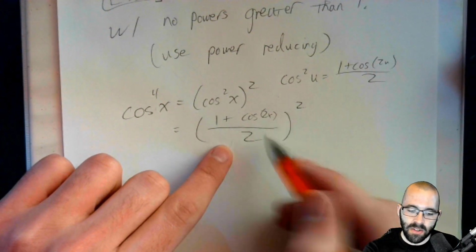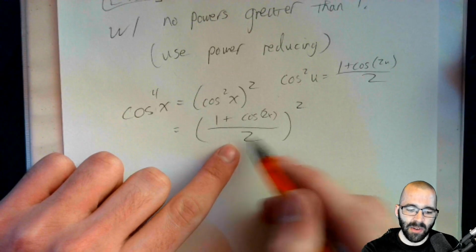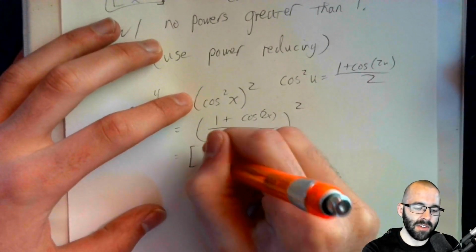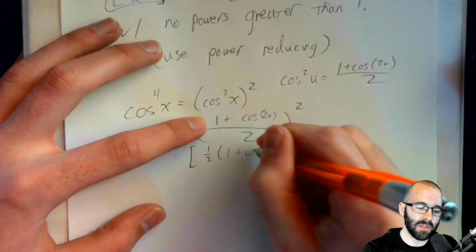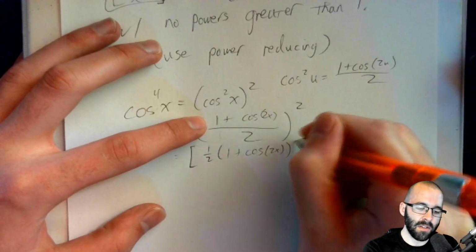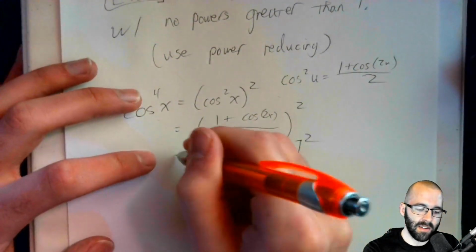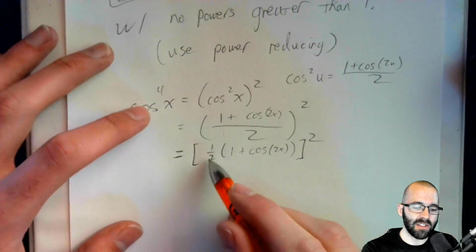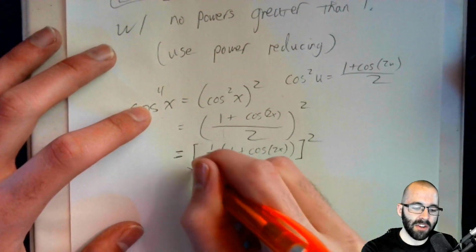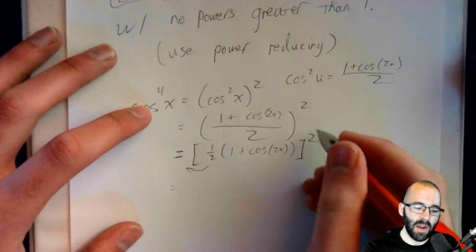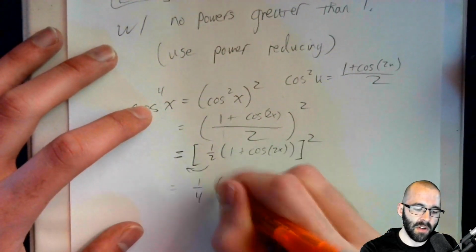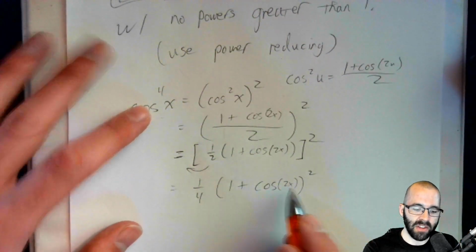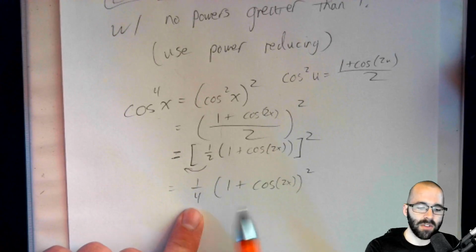We could FOIL this out, but I'd like to deal with the fraction first, right? Let's rewrite the inside. You don't have to do this, but you could. 1/2 times 1 plus cosine of 2x. All right, that's all getting squared. So something squared times something else squared. We can actually just pull out, we can factor out the 1/2 squared. And when you square 1/2, it becomes 1/4. And now we're just left with 1 plus cosine of 2x squared, and we can FOIL this out. And so now we don't have to really worry about the fraction.